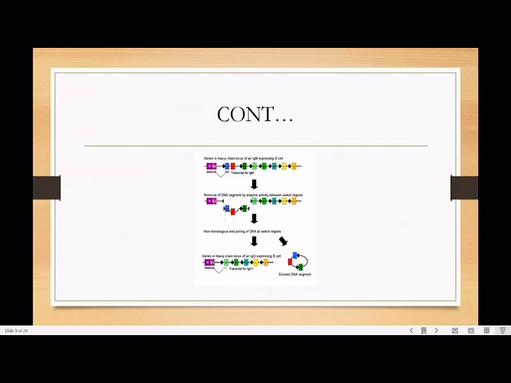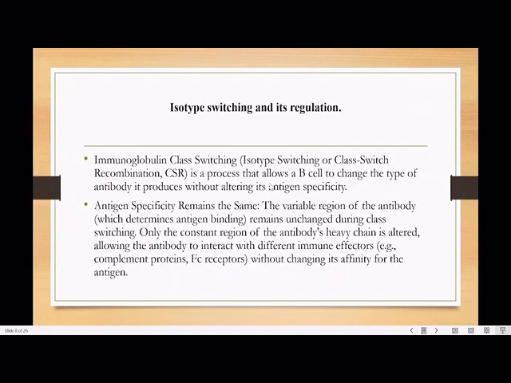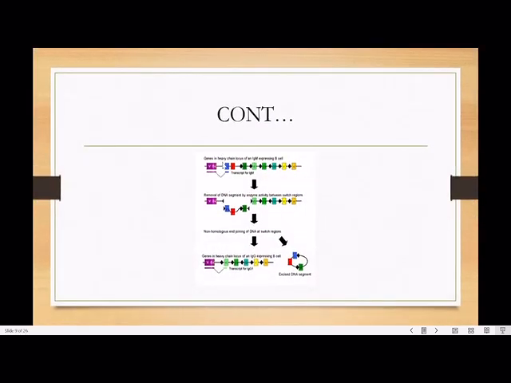So we can see here the heavy chains, the variable chains are these ones, and the epitopes are this one. Let us go a little bit back. They say that the antigen specificity remains the same, only the variable region of the antibody remains unchanged during class switching, and only the constant region of the antibody heavy chain is altered. That means this is the variable region which remains unchanged, and the changes occur in this region here.